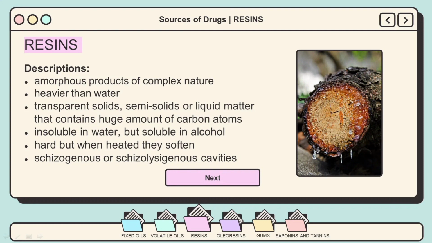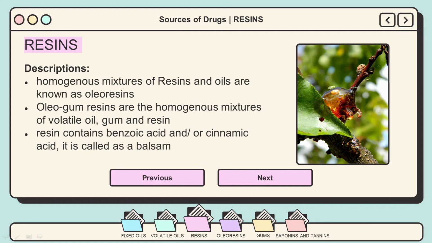They are usually formed in schizogenous or schizolysogenous cavities or ducts as end products of metabolism. Chemically, they contain organic acids, alcohols, esters, and neutral resins. Depending upon the type of the constituents of the resin, they are further classified as acid resin, ester resin, and resin alcohols. Resins and oils in homogeneous mixtures are called oleoresins.